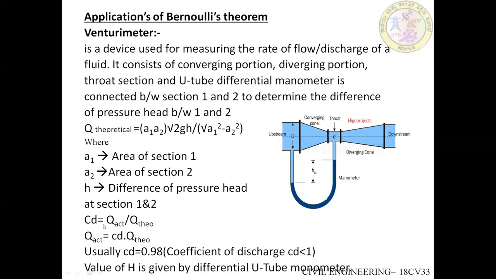Here there is a term called Cd, the coefficient of discharge. It is the ratio of Q actual to Q theoretical. So Q actual is equal to Cd into Q theoretical, because Cd is a constant value given by the manufacturer. The Cd value for the venturi meter should not exceed 1. The value of h, the difference of pressure head, is given by the differential U-tube manometer. I have written it as capital H here, but it is small h. Please make that correction.